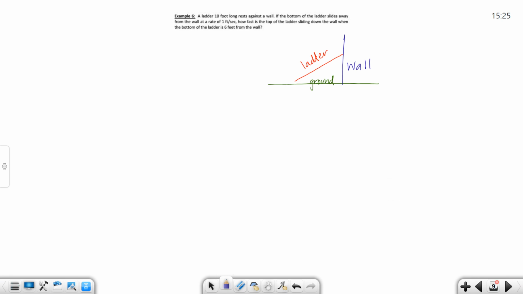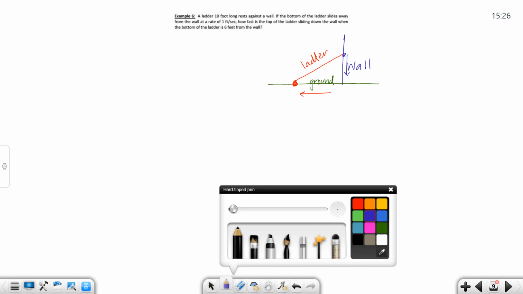Now then, let's go back to what it says. A ladder 10 feet long rests against a wall. If the bottom of the ladder, here's the bottom of the ladder, is sliding away from the wall at a certain rate, how fast is the top of the ladder sliding down the wall when the bottom of the ladder is 6 feet from the wall?